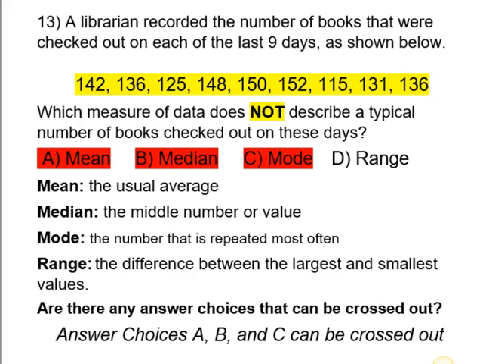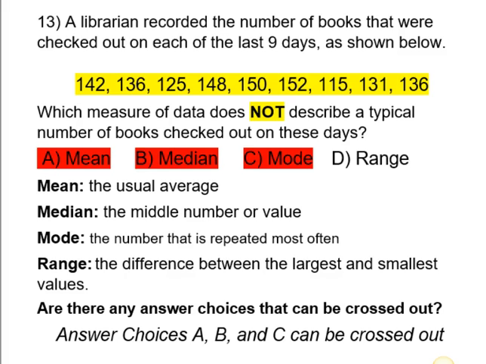If you said that A, B, and C can be crossed out, you are correct, because using the average, the mean, which is finding the average, yes, that can help us to record the number of books being checked out. The same with the median, because it's the middle number or value. And for the mode, the number that is most often repeated, that can help us find out the number of books that were checked out in the last 9 days as well.